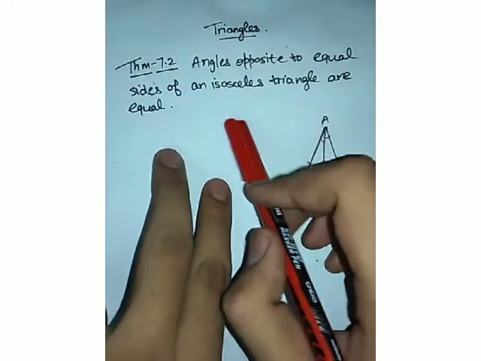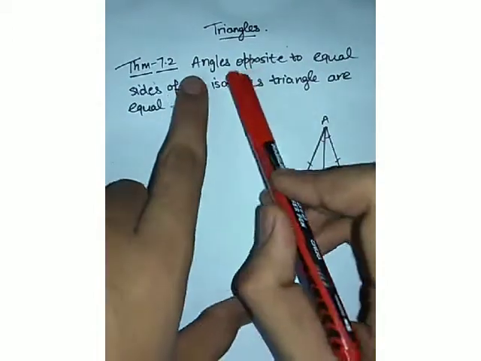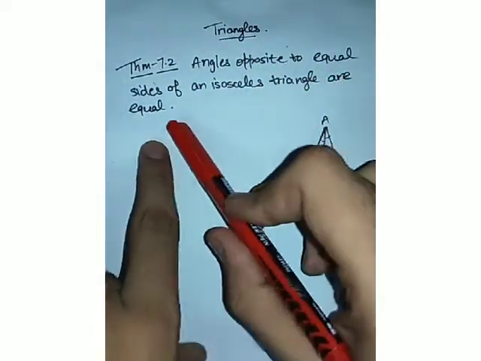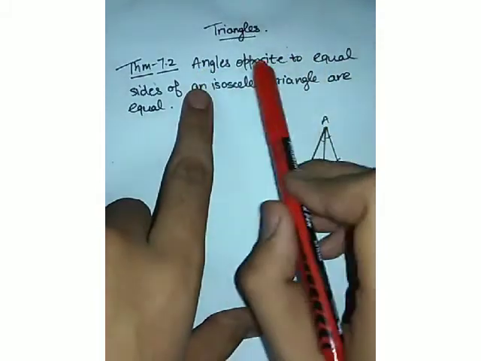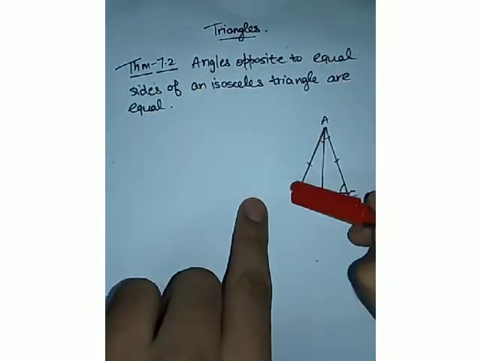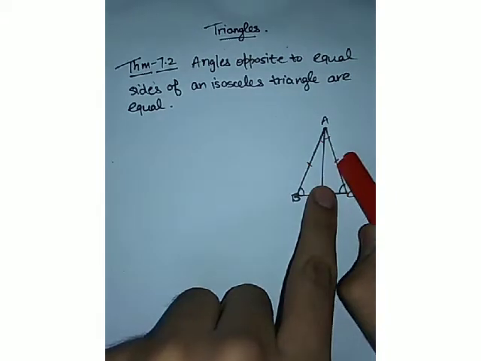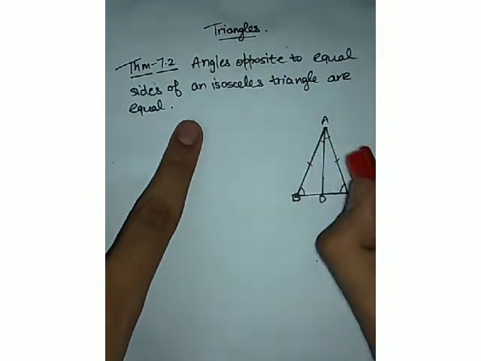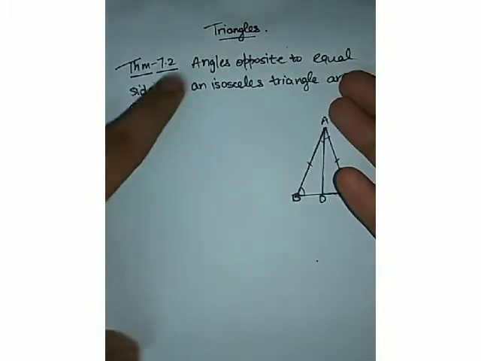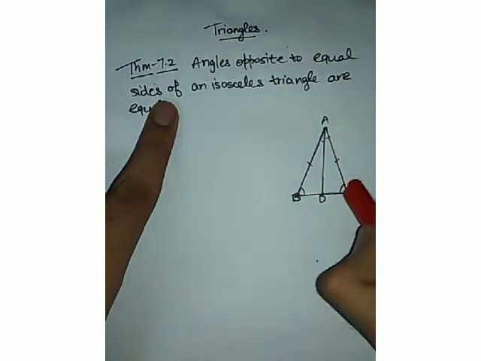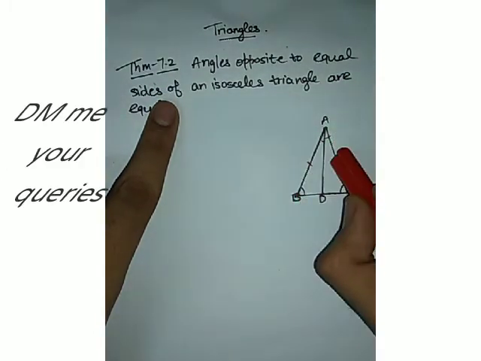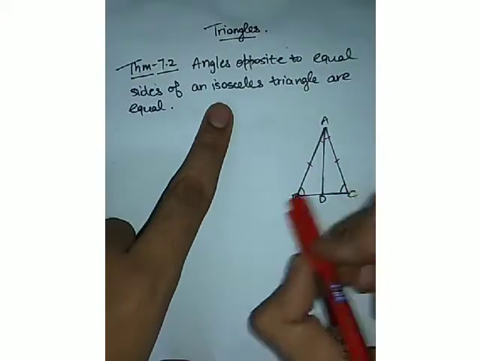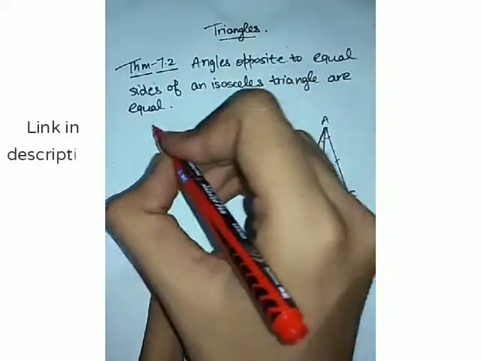This is our statement of Theorem 7.2. It states that angles opposite to equal sides of an isosceles triangle are equal. Firstly, decipher the statement. Angles opposite to equal sides. Now this is an isosceles triangle, and these dashes mean these sides are equal. So now these two sides are equal to each other, and angles opposite to these two sides, of course those are B and C, because the angle opposite to AC, that is B, angle opposite to AB, that is C. So we have to prove that these angles, angle B and C, are equal to each other.